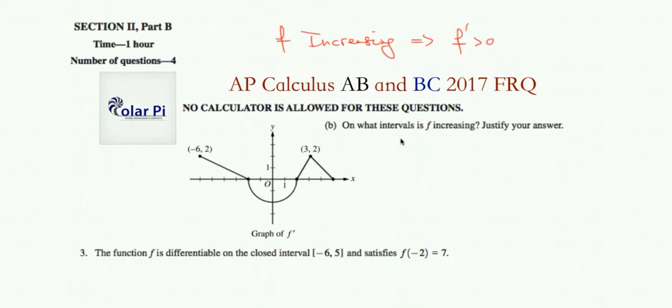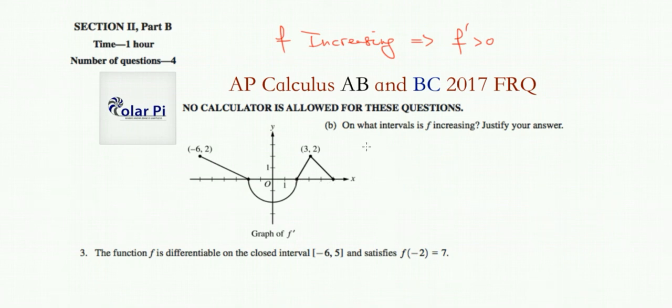Hey guys, so part B here, and it's asking us where f is increasing. Remember, f increasing is synonymous with f prime being greater than 0, right? Wherever f is increasing, we know that f prime is greater than 0. So since we were given the graph of f prime, we just need to look and see where f prime is above the x-axis. That clearly happens from x equals negative 6 to x equals negative 2, and then again from x equals 2 to x equals 5.